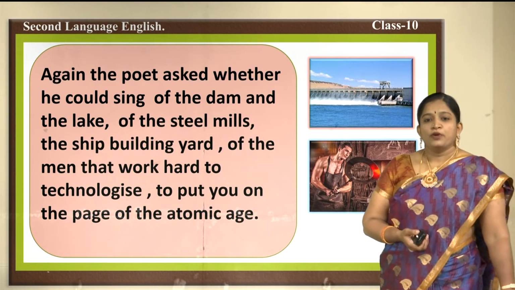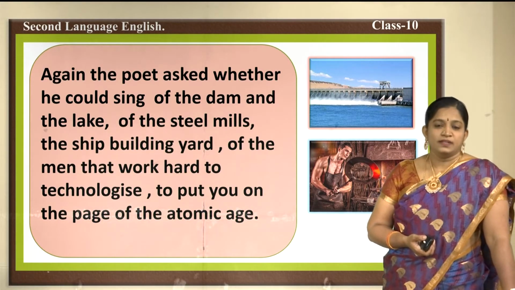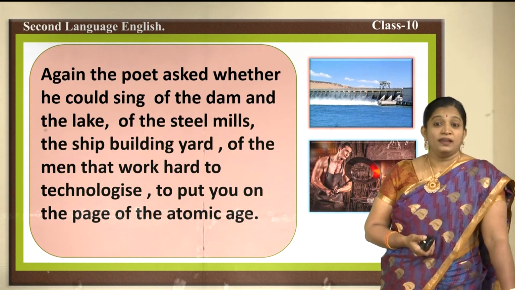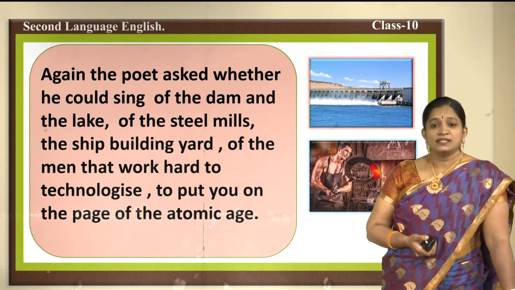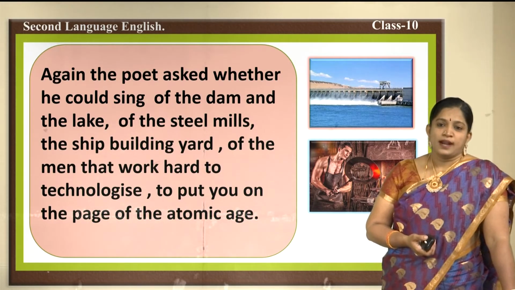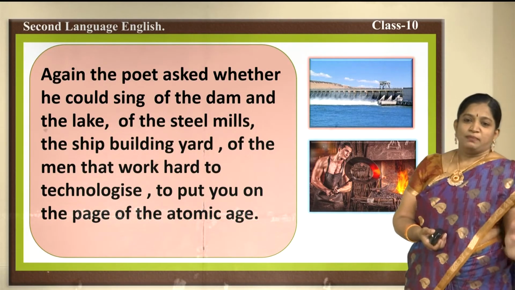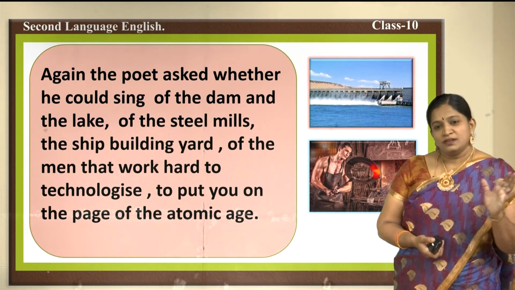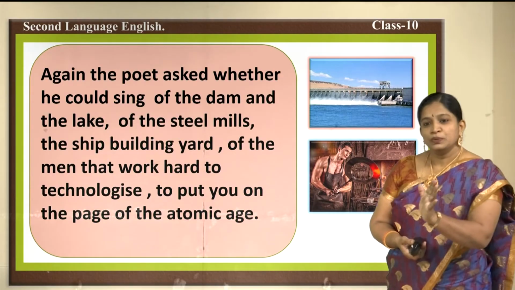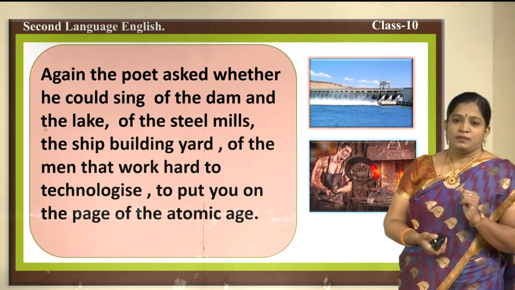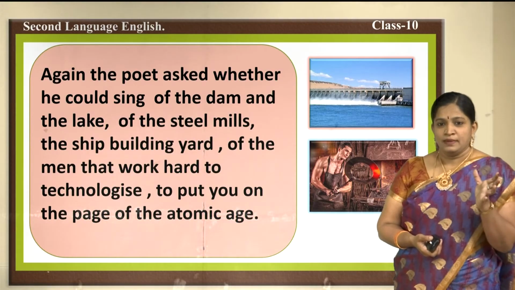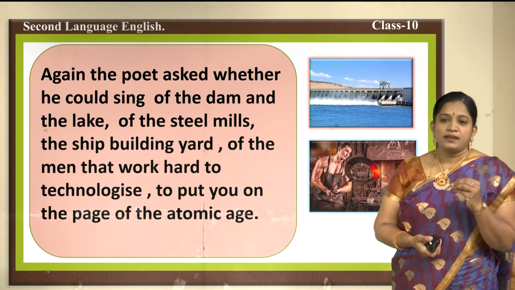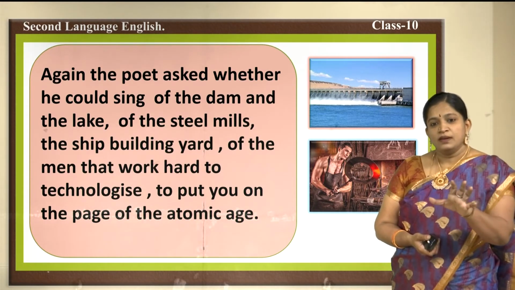Again the poet asked whether he could sing of the dam and the lake, of the steel mills, the shipbuilding yard, of the men that work hard to technologize, to put you on the page of the atomic age. Here the poet seems slightly to change the topic. He has changed his topic from the natural beauty of India to the intellectual power of the men, because these are all man-made things, that is dam, steel mills, shipbuilding yards, technology, all these things. Here the poet tries to praise the efforts of the men.